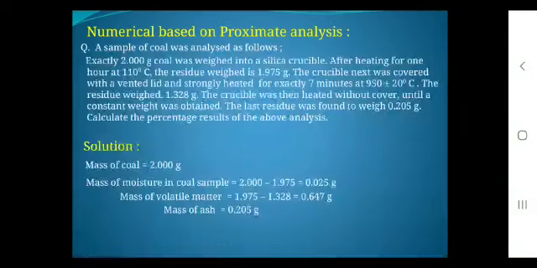Now in this lecture, I have included a numerical based on proximate analysis. Remember, a numerical always helps to understand the principle, to understand the theory. So a numerical is taken here. A sample of coal was analyzed as follows.